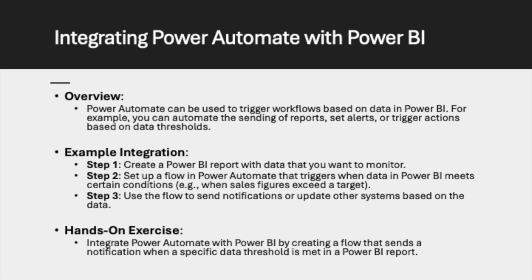Integrating Power Automate with Power BI. Power Automate can be used to trigger workflows based on data in Power BI. For example, you can automate the sending of reports, set alerts, or trigger actions based on data thresholds. Example integration. Step 1, create a Power BI report with data that you want to monitor. Step 2, set up a flow in Power Automate that triggers when data in Power BI meets certain conditions. Example, when sales figures exceed a target.